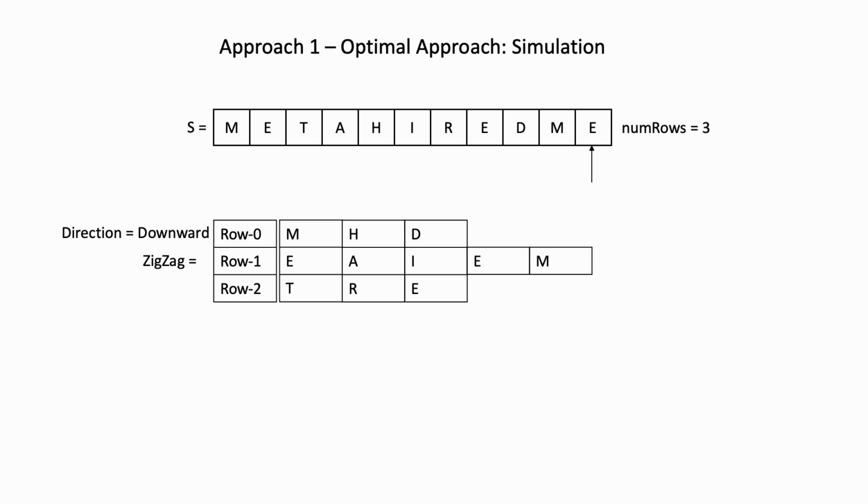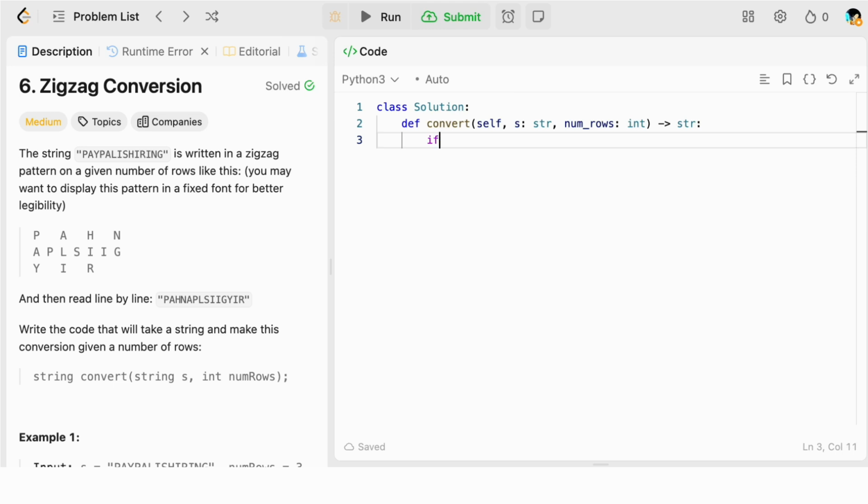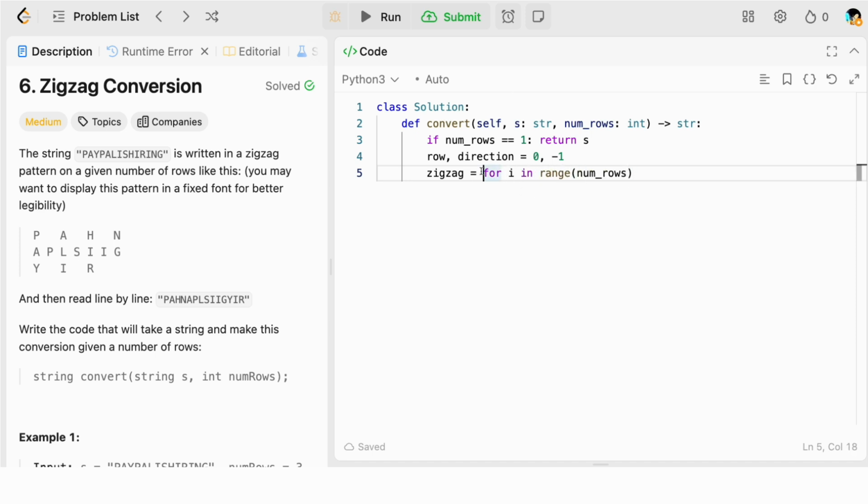If you observe carefully, the zigzag 2D array is the same as the zigzag conversion table that we saw previously. So now all we need to do is create the output string by reading the elements in each row of the zigzag 2D array. Let's code our solution. If numRows equals 1, then we will return the input string as is. We will initialize row to 0 and direction to -1. -1 would represent appending the characters in the upward direction. +1 would represent appending the characters in the downward direction. Next, we will initialize the zigzag 2D array whose inner elements will be empty arrays.